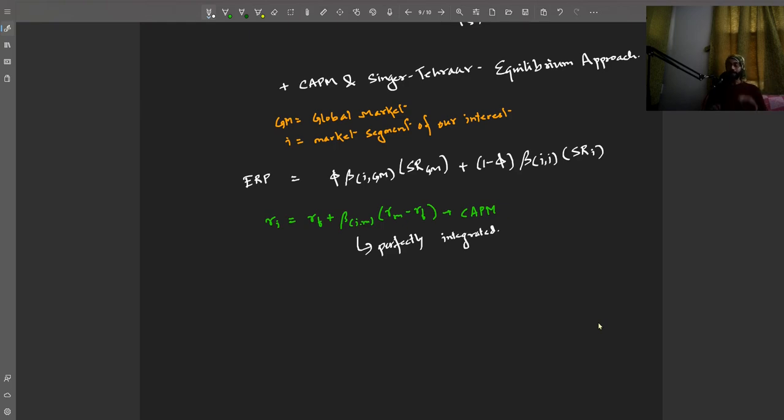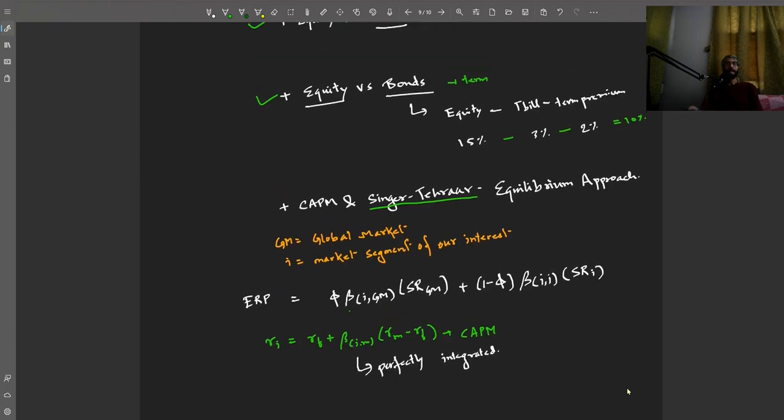Now, this variation in the level of market integration is incorporated in something called the Singer-Terhaar model. They incorporate this variability that the markets are integrated to a certain extent, and to a certain extent they are also segmented, right? And this degree of segmentation and degree of integration may vary from entity to entity, nation to nation. So let's say the entire market is a global market which is given by the suffix GM, and the market segment of our interest is given by I, right?